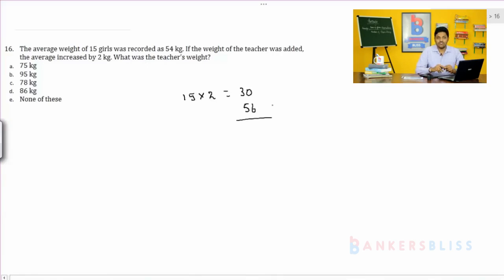The teacher should get 56 weight, and the teacher is distributing 30 kgs. So altogether the teacher is having 86 kgs. So option D is the right answer for problem number 16. Let us go to problem number 17.